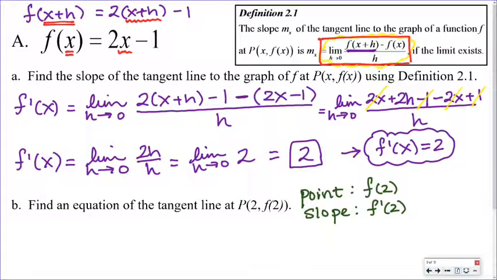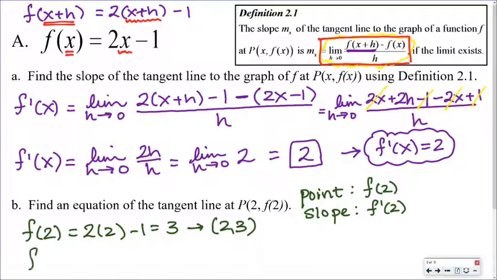So let's do this in order. First, let's find the point. The point on the graph where x is 2, I'm plugging this into my original equation, and I get 3. So my point is 2, 3. My slope, well, again, looking at the answer that I got from part A, it doesn't matter what x is. F prime of 2 is 2 no matter what. So here I have a point and I have a slope, point, slope, and I can write the equation of my tangent line.